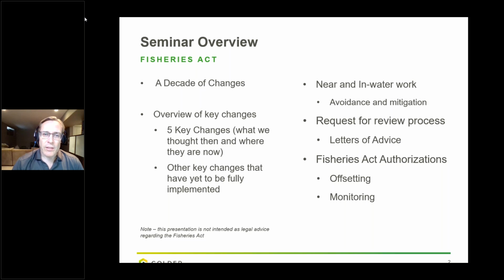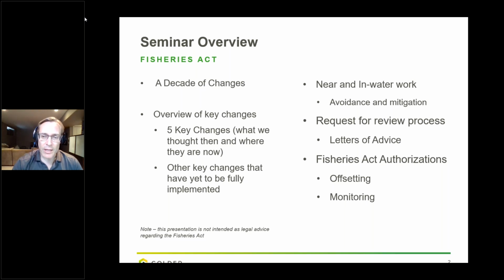The overview of the presentation that we have today. First of all, I'll go over some of the changes. This change that's happened to the Fisheries Act isn't the first one in the last decade, so it's worthwhile going over the history and what we've learned with the previous changes to the Fisheries Act and how they've been implemented. At the time the changes were put out, we had identified what we thought were 5 of the key changes that would change how projects were reviewed right from the start. So we'll look at what we thought they were then, and how they've been applied under current situations.